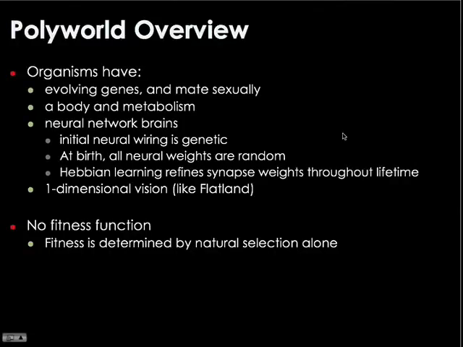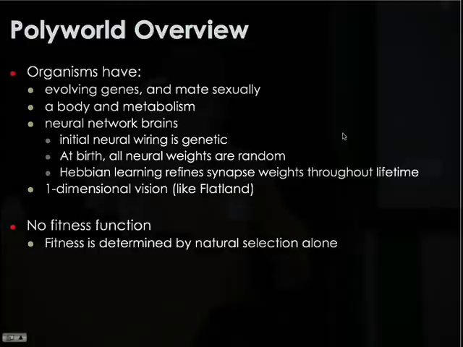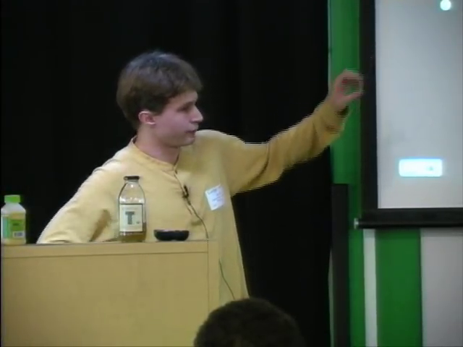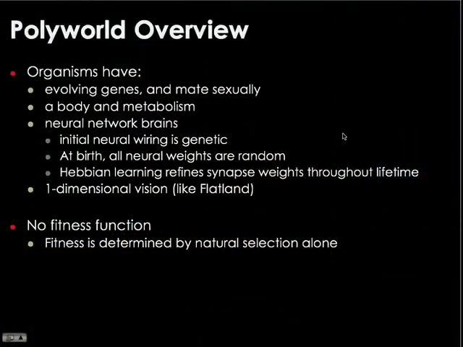And their vision of the world is kind of Edwin Abbott's Flatland, so they see a little strip of pixels in front of them. Basically it is evolving a neural network to take their one-dimensional vision and turn it into behaviors that help them survive.